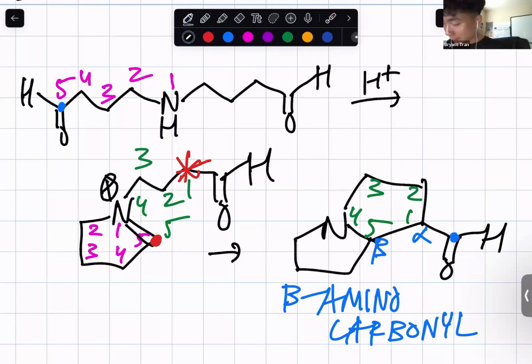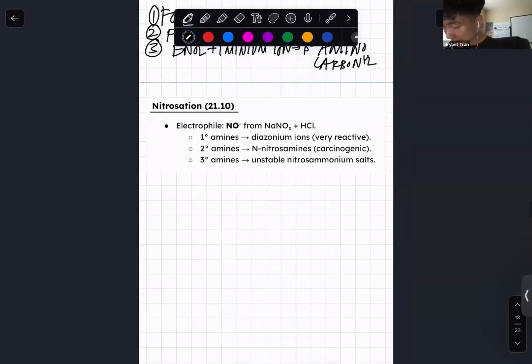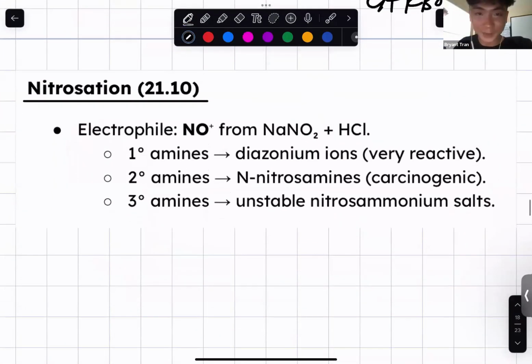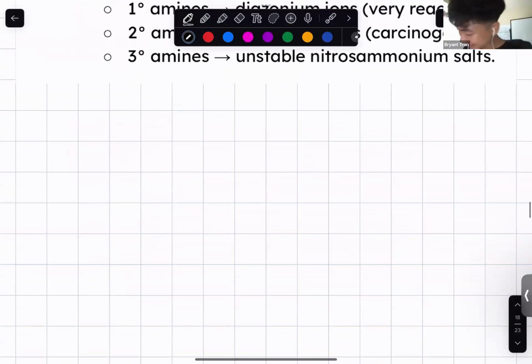Okay. So, to finish this off, I'm going to show you nitrosation, which is the last part of chapter 21, and then I want you to try a Mannich reaction, predict the product, really quickly.